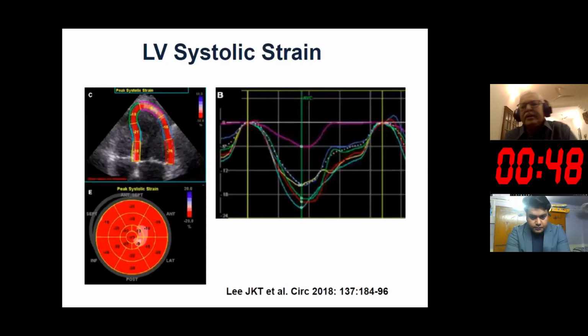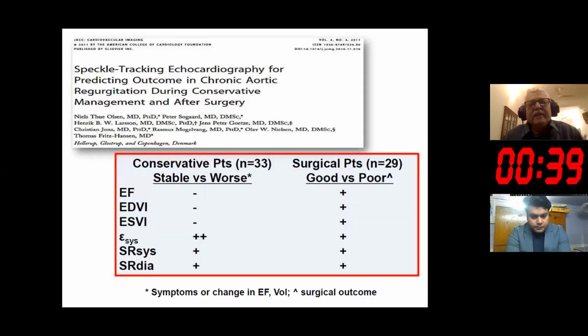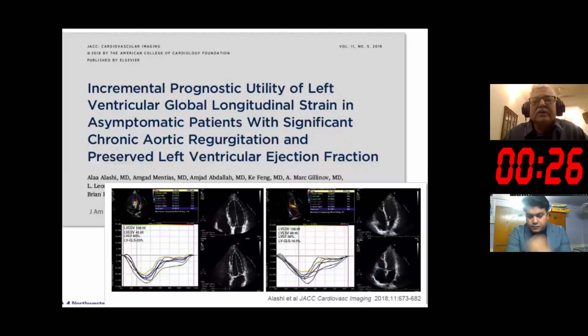Now, there's an increasing use of LV systolic strain. We are using LV systolic strain in all cases of AR, even with normal EF. This is one study which was published in 2011, where they have shown in 64 patients that strain is a very good predictor of future deterioration of a patient with AR who has not undergone surgery.